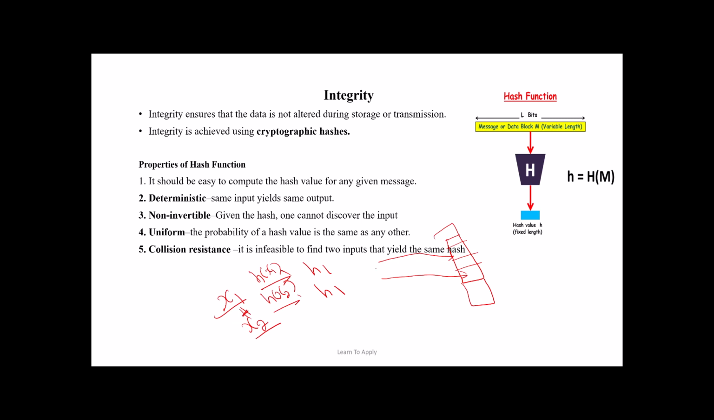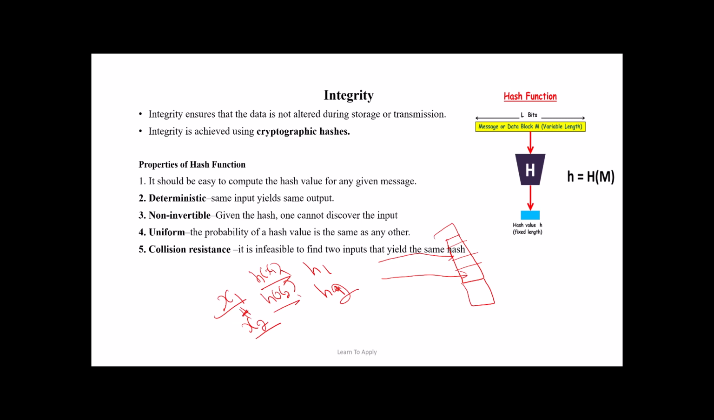So what is the ideal scenario here? You will get different hash if x1 and x2 are different. If they are the same, then definitely this is deterministic, you will get the same hash value. So these are some basic properties of hash functions.